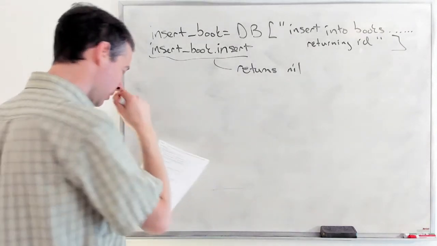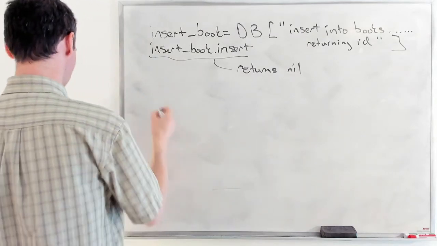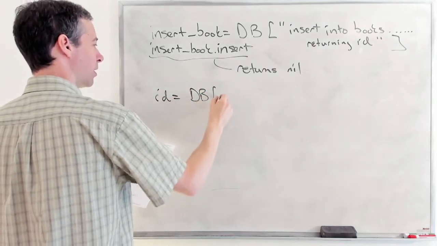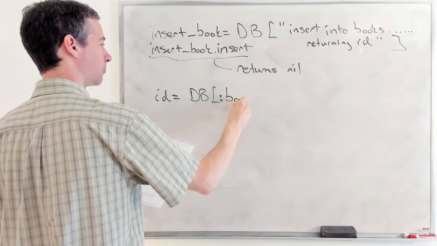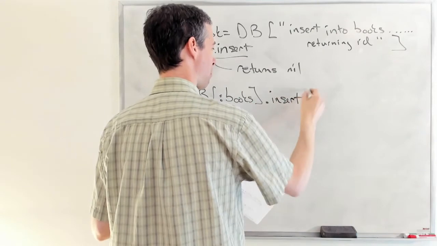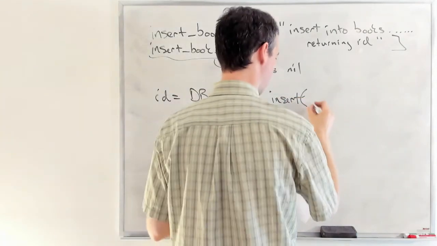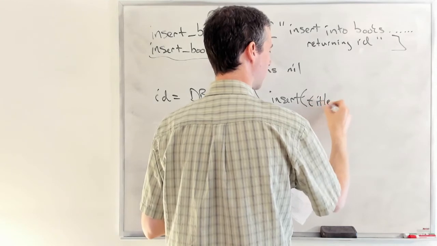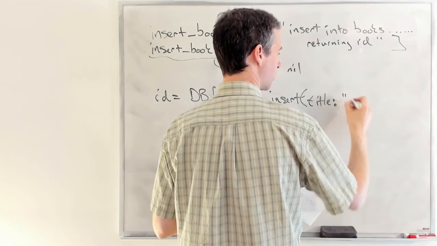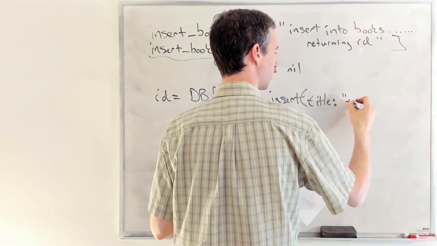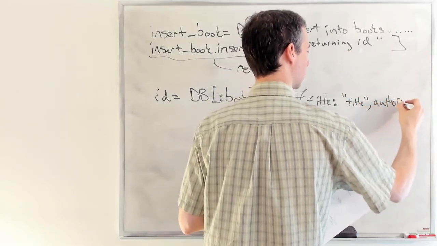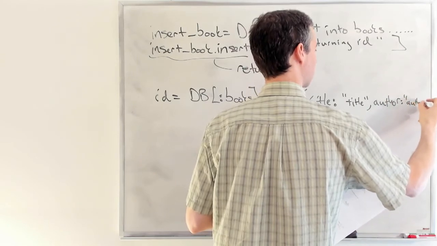So the solution is that you're supposed to be doing it instead as id equals DB, you specify the table name, books, and you call .insert, and then you get to name your columns and give their values. So I've got a title column, and I go title colon, and let's just say I'm going to put in a string title, and I do author colon, I have some author.